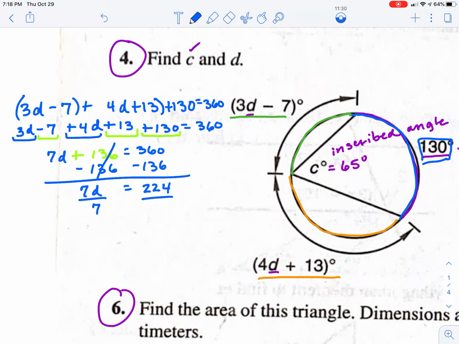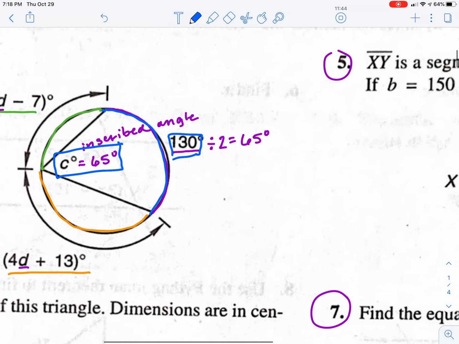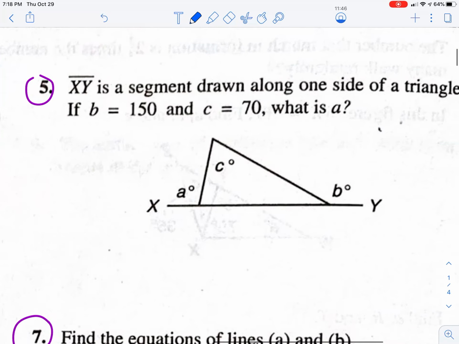We're going to divide both sides by 7 so we can get D isolated. And we end up with 32 degrees if you put that in your calculator. So there's D and there was C. And that's how you do number 4. Okay, the next one, number 5.